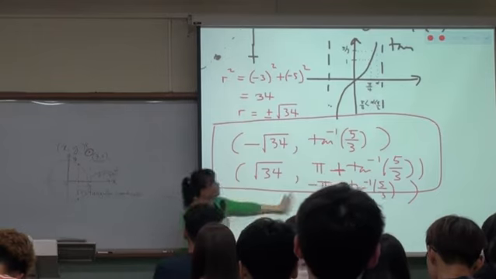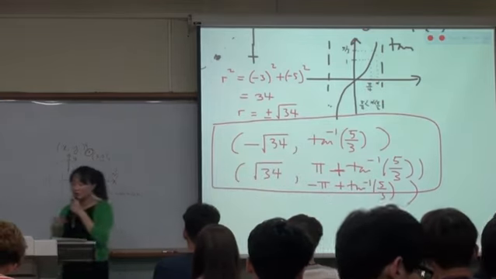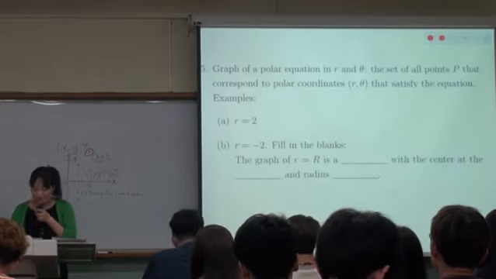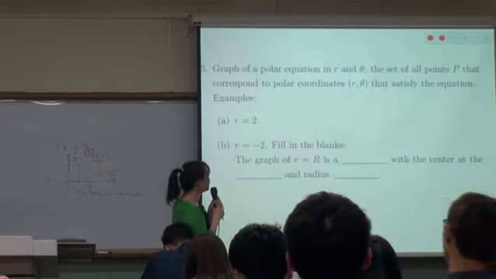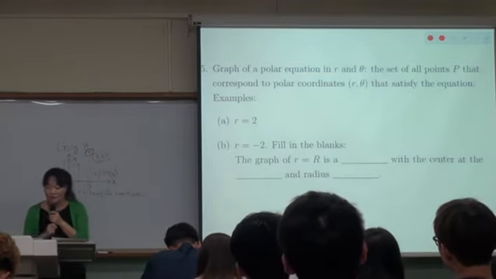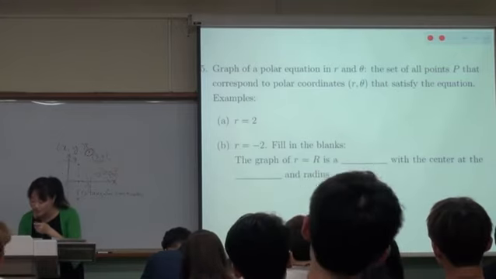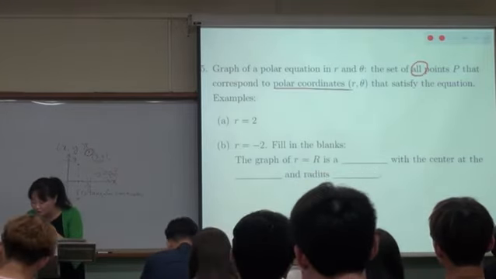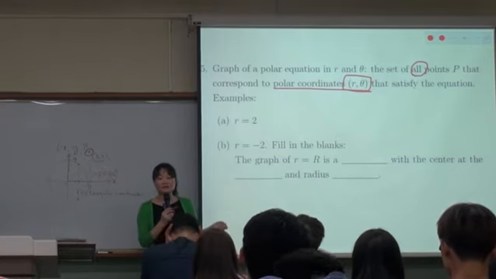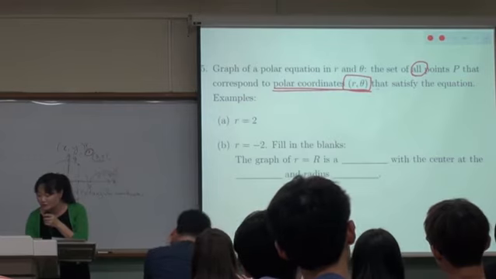So far we have seen what the polar coordinates are, how to plot the points, and representations in terms of x and y. Now let's look at the graph. Let's read. Graph of a polar equation in R and theta. The set of all points P that correspond to polar coordinates R theta that satisfy the equation. In A, R is 2. What does it say about theta? It says polar coordinates R theta that satisfy the equation.